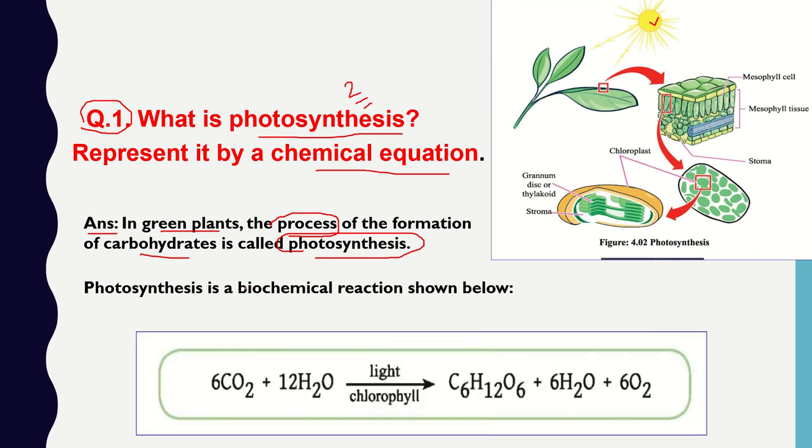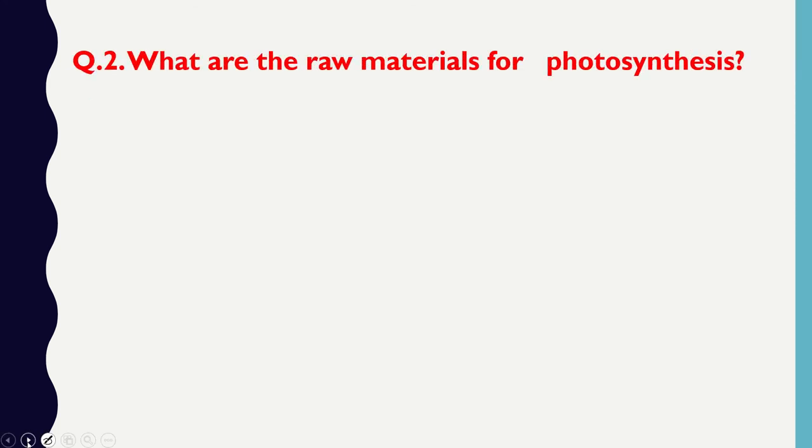Photosynthesis is a biochemical reaction. You can see this is 6 carbon dioxide, 12 water, and light and chlorophyll. It produces C6H12O6, that is the carbohydrate, and 6 water and 6 oxygen, produced by photosynthesis. Alright, so next, question number 2.